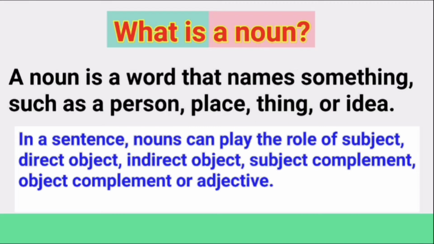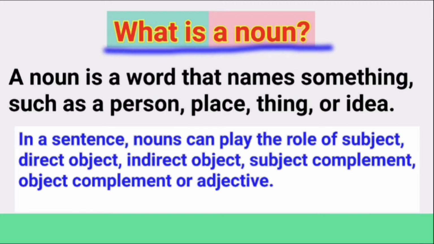Students, our first part of speech is noun, and today we are going to read about noun, that what is noun and how many kinds of noun are here. So first we will read the definition of noun. A noun is a word that names something such as a person, place, thing or an idea. In a sentence, nouns can play the role of subject, direct object, indirect object, subject complement, object complement or adjective.